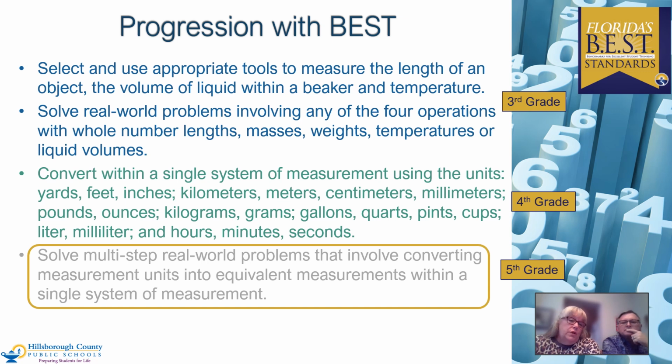All right, we're going to take a quick look at the progression with BEST. We know measurement starts way back in kindergarten. In the K-2 band, they are measuring with non-standard units, so it's not like they've never thought about measurement before. And they do measure with inches and centimeters in first and second grade. But conversions come later. Conversions actually start in fourth grade, and this year with the BEST standards, in fourth grade they are actually multiplying and dividing with conversions, which is new for fourth grade.